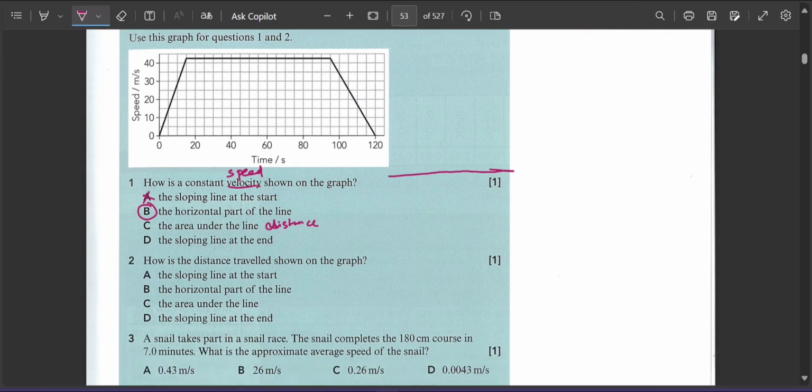Question number 2, how is the distance traveled shown on the graph? As I mentioned earlier, the area under the line will give us the distance, hence C is going to be the correct answer.